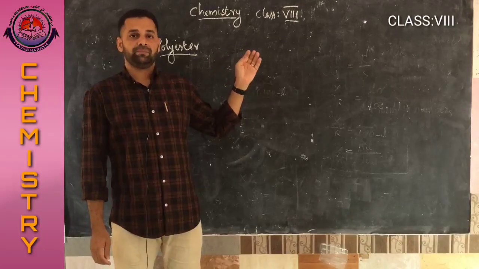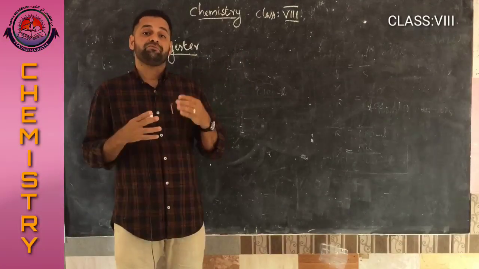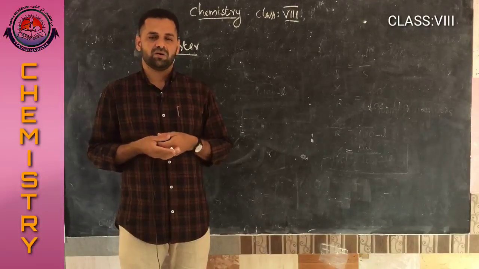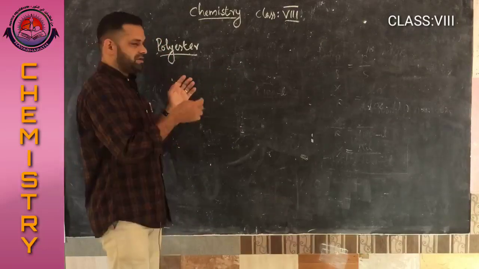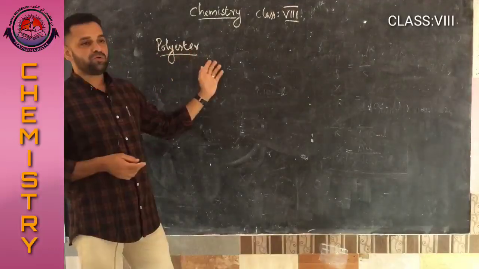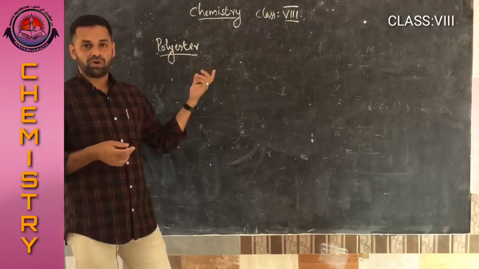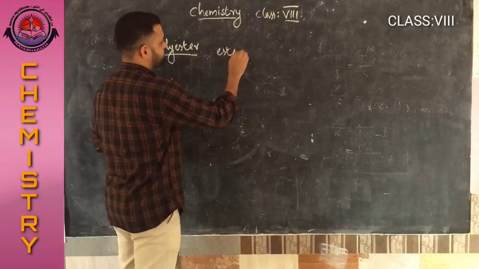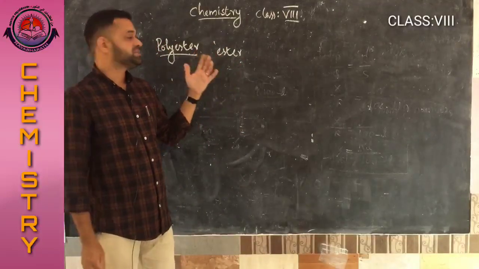Polyesters are made up of many monomer units of esters. Ester is an organic compound. We have studied monomers and polymers. So many ester molecules combine to form polyester. Ester is an organic compound having a fruity smell.